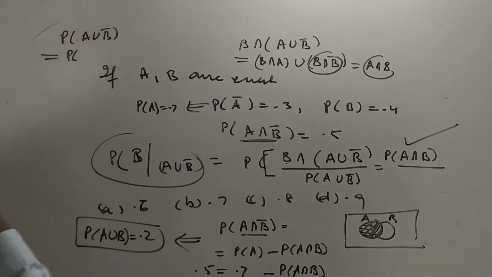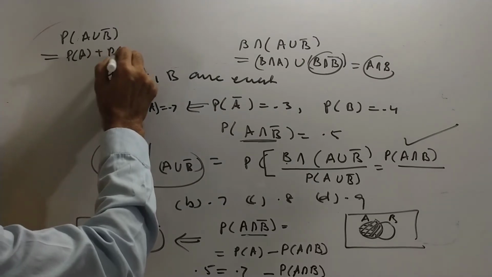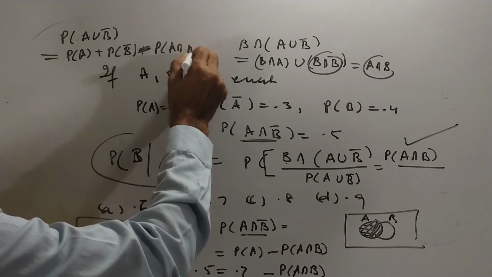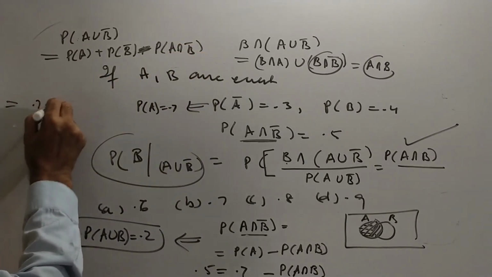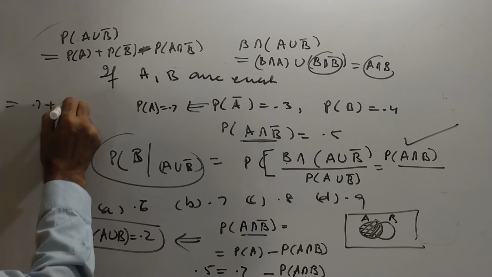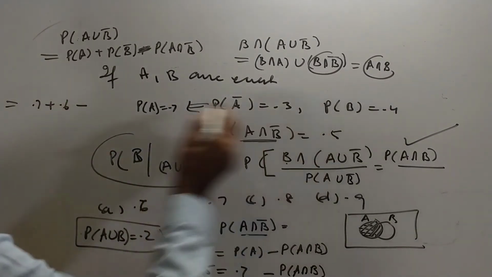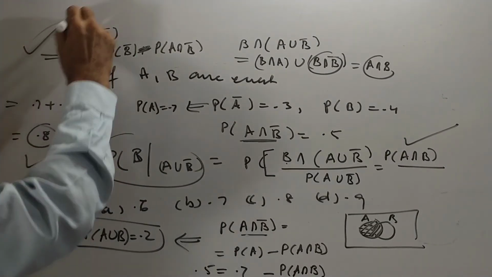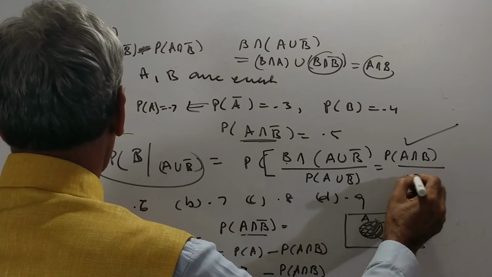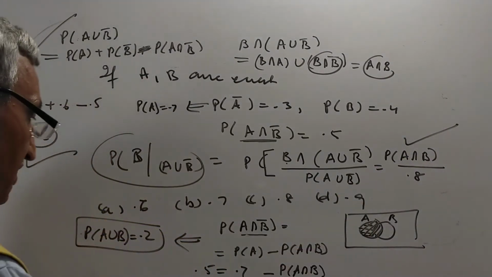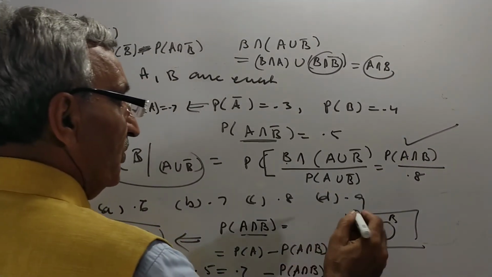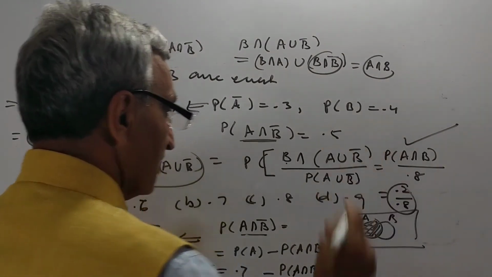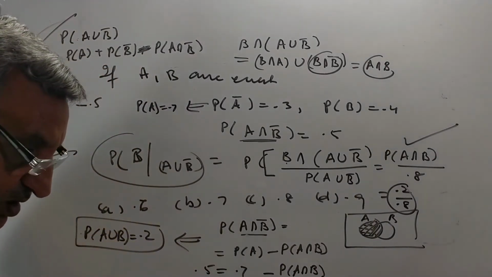Here, the probability of A union B complement is probability of A plus probability of B complement minus probability of A intersection B complement. I'll find probability of B complement, which is equal to 0.6 minus probability of A and B, which is 0.5. This is equal to 0.8. We found A union B is equal to 0.8 and this is equal to 0.2. So we have 0.2 divided by 0.8, and this is the answer we wanted. So this is the one answer.